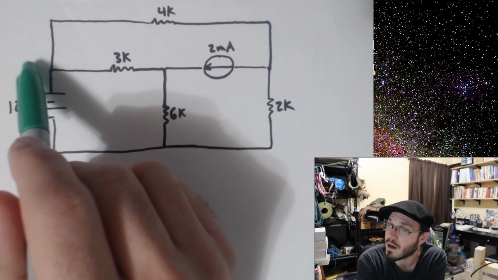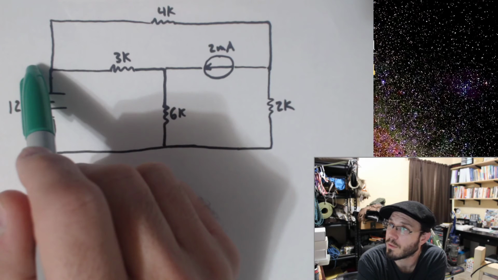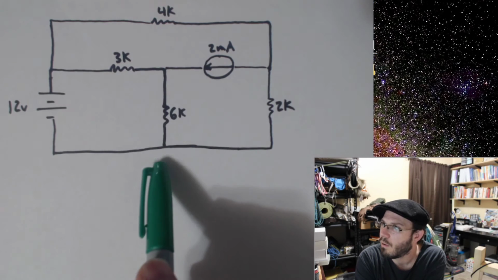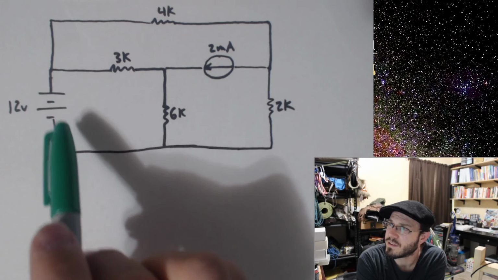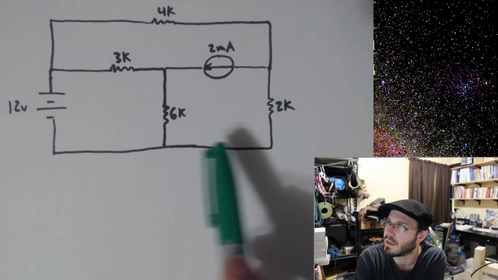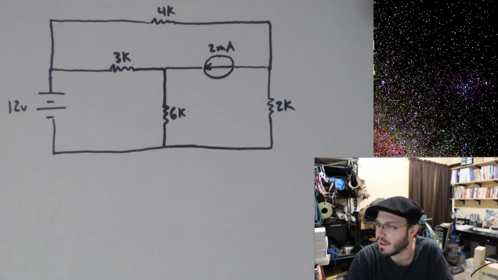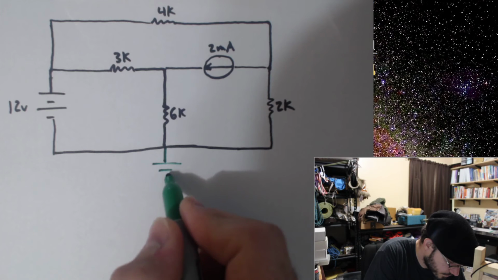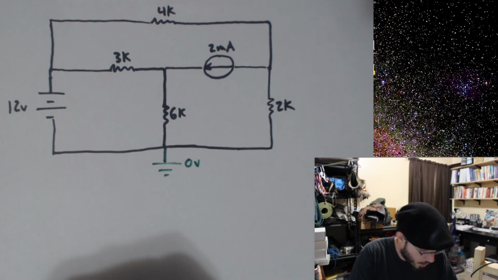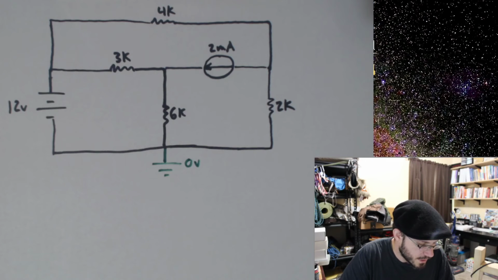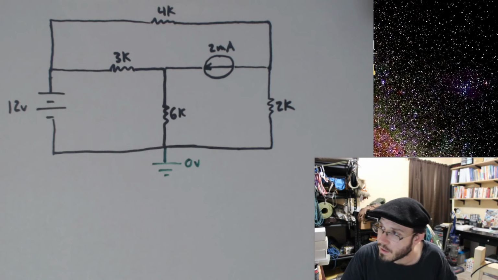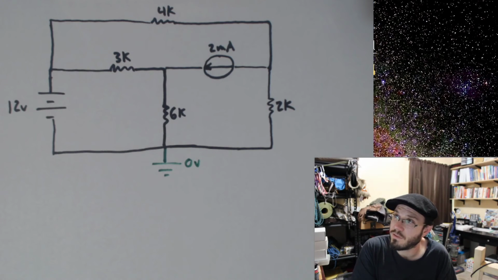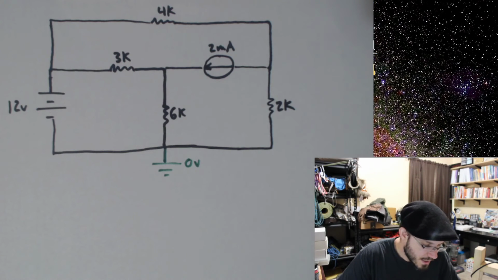Now, I could put it over here, and you could solve it that way. There's nothing wrong with placing the reference node over here, or over here, or over here. However, because I have the negative side of my 12-volt source over here, I'm just going to place my reference down here. So we're calling this point 0 volts as the lowest voltage of our circuit for the sake of writing out our equations, and then solving that system and finding out what our voltages are. Okay, so that's step one.